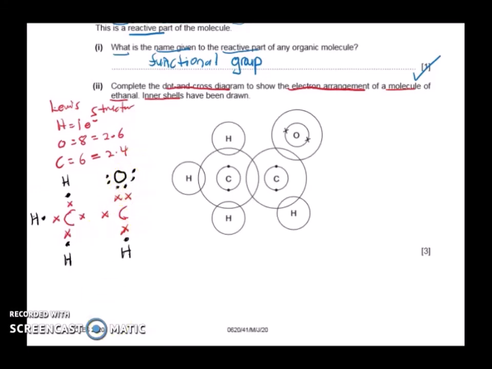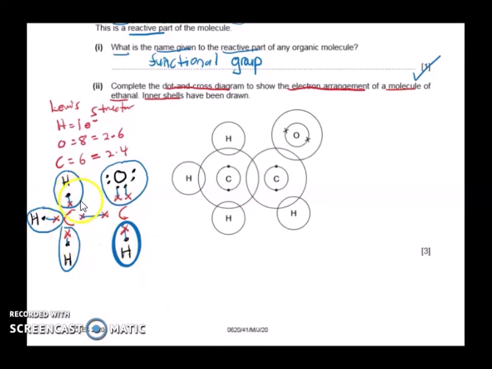Now I'm going to circle them. Hydrogen becomes stable by having two electrons there, and the same goes for each hydrogen. Oxygen has obtained an octet configuration by sharing two. You can see there's a bond here. Now we'll go for the carbon.